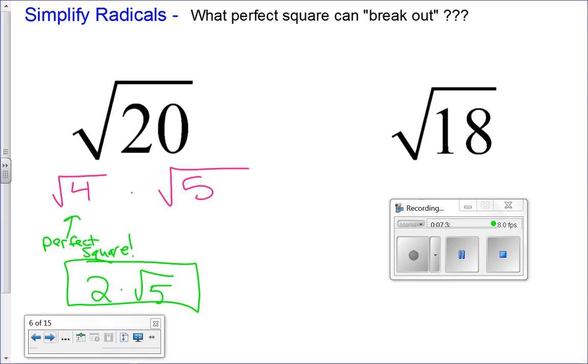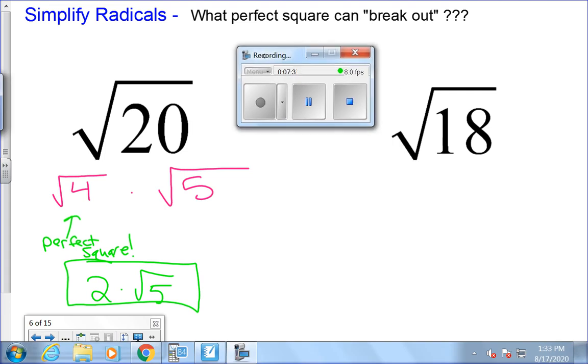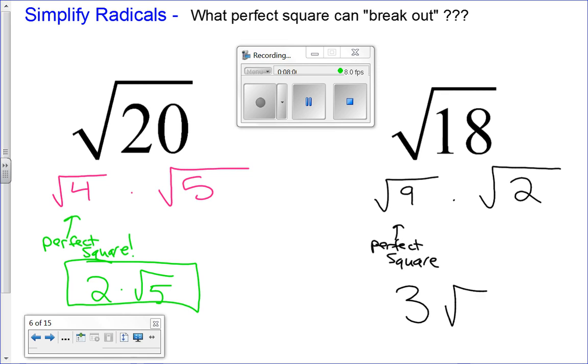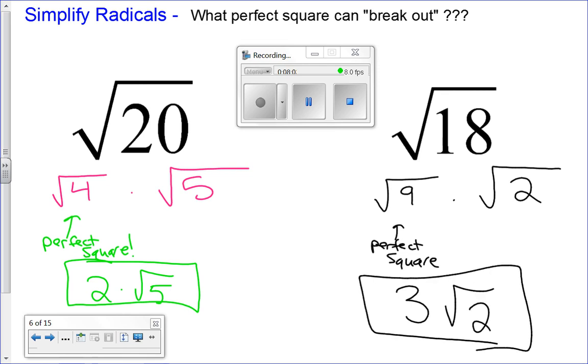Let's try radical 18. Now, again, we want to break down 18 into a product of two factors, such that the first factor is a perfect square. Can you think of what number we should use? It's 9. 9 times 2 is 18. And then we take the square root of 9, which equals 3, and we leave the 2 in the radical. So 3 radical 2 is the simplified form of radical 18. Good job, guys.